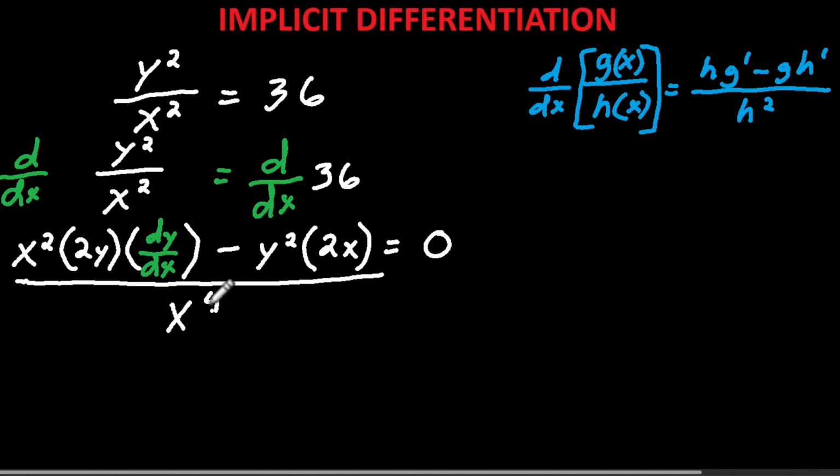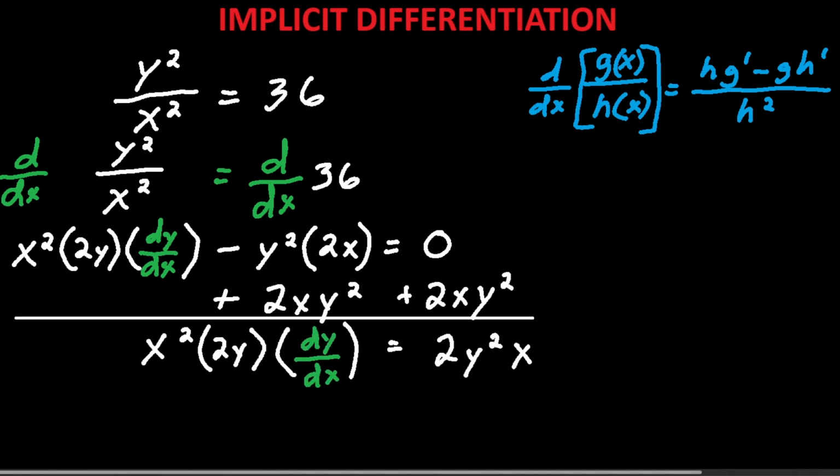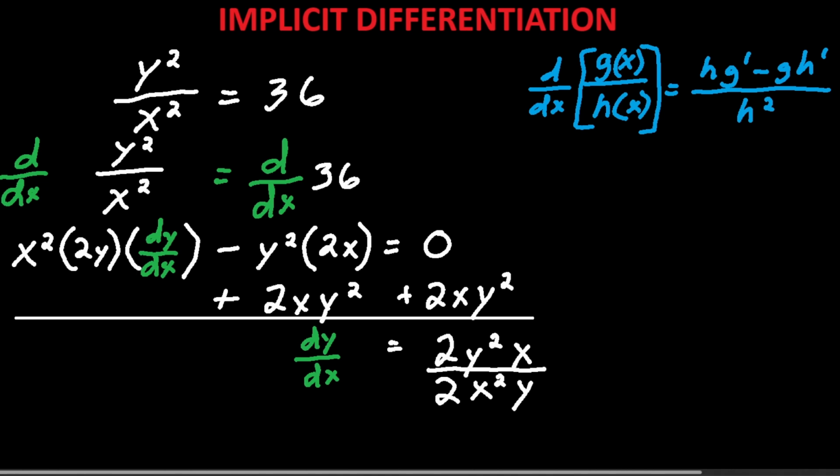Now I can immediately get rid of the x to the 4th by multiplying both sides times x to the 4th. And that leaves me with... then I need to isolate the dy/dx, so I'm going to add y squared times 2x to both sides. And then further simplifying, I divide both sides by x squared 2y. So on the left side, dy/dx is isolated. And on the right side, we have some simplification. So we have our final answer: y over x.